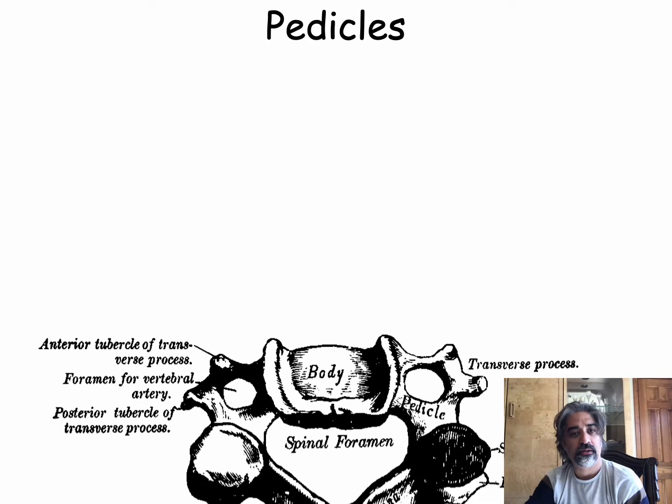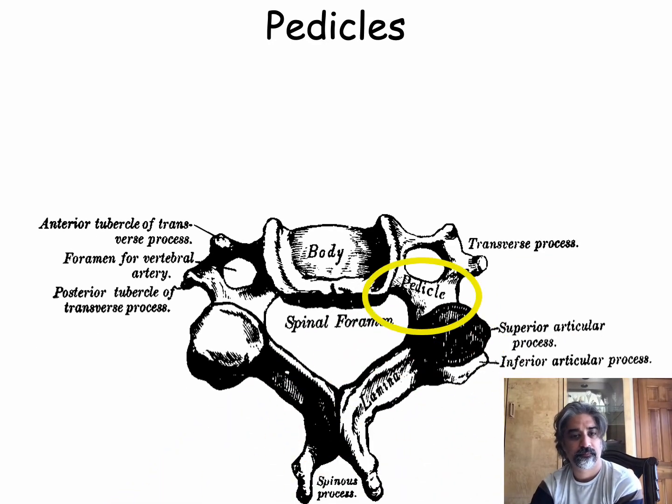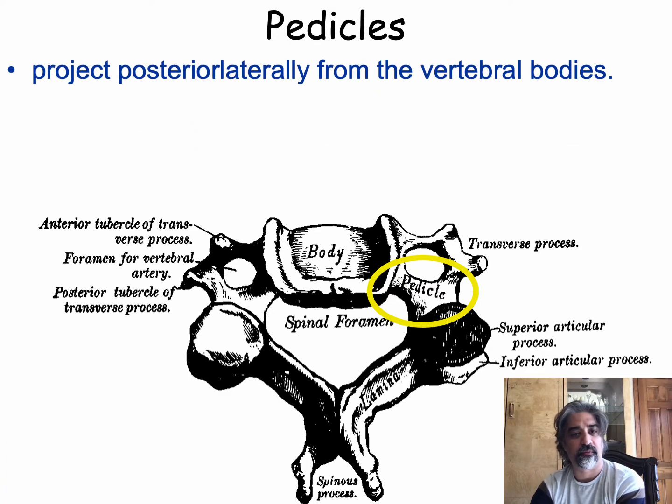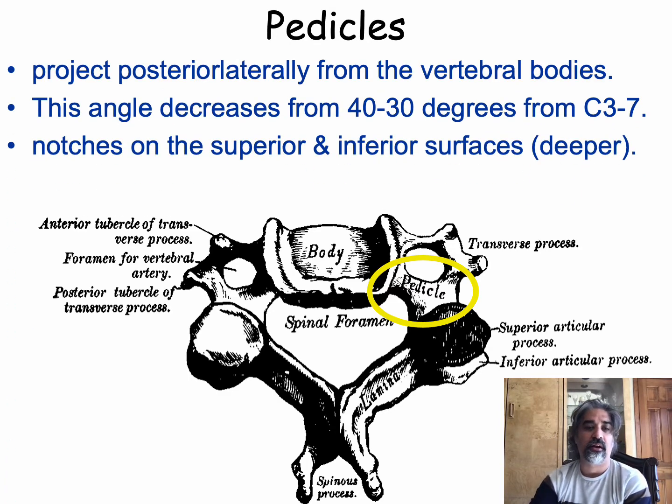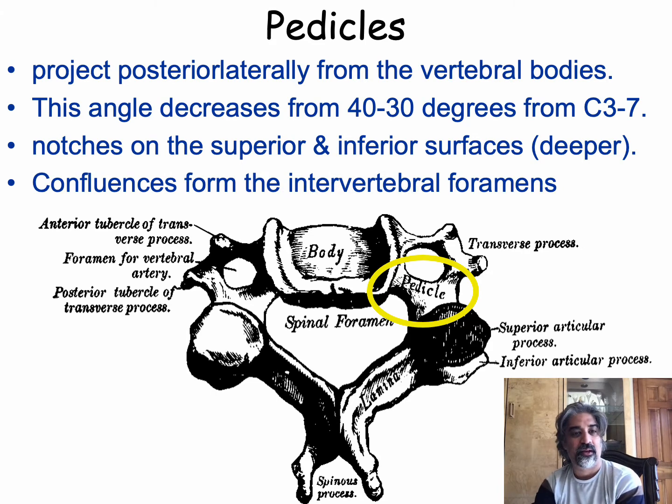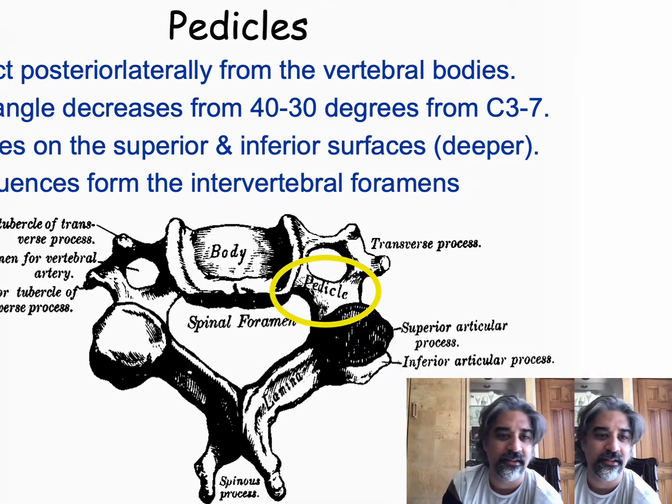So let's look at the pedicles. These project posterior laterally from the vertebral bodies, and the angle progresses. There are notches on the superior and inferior surfaces, and that's what contributes to your neuroforamen. And yeah, there it is.